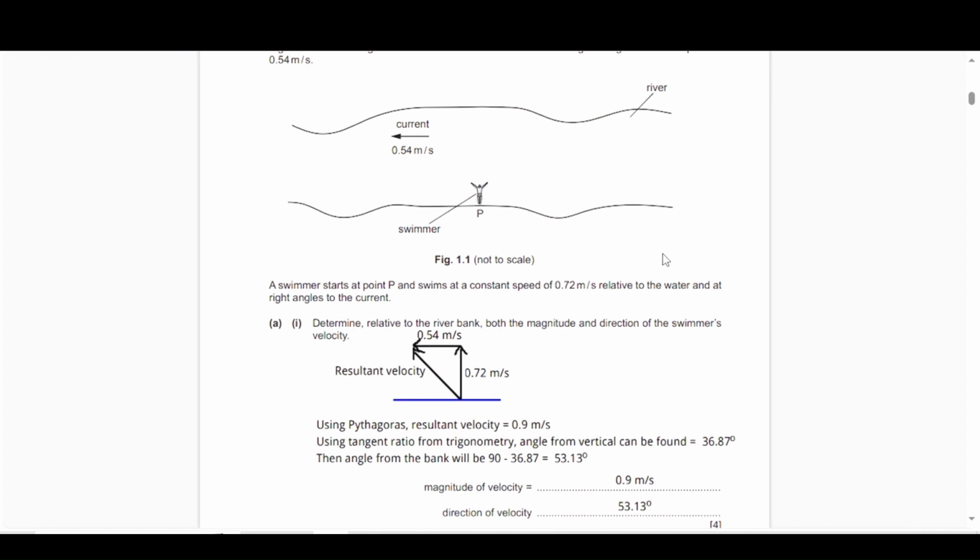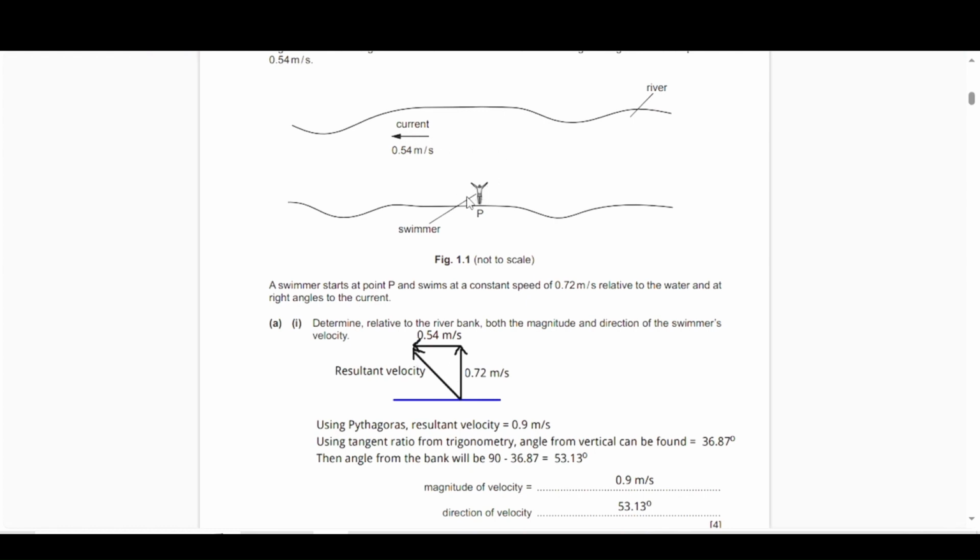So the way you would do it is I'd start off with the speed of the swimmer. The swimmer is swimming at 0.72 meters per second, sort of upwards, so we've got that arrow pointing up. And we know the head to toe rule. So the head of the first arrow showing the speed of the swimmer has to be linked to the toe of the second arrow, which shows the speed of the current, which is again 0.54 and it's constant. And the resultant arrow starts from the toe of the first vector and goes all the way up to the head of the second vector. So that's the resultant velocity.